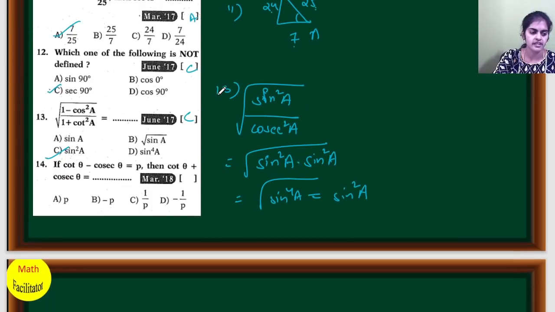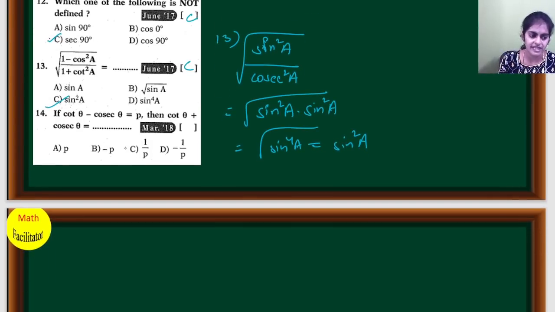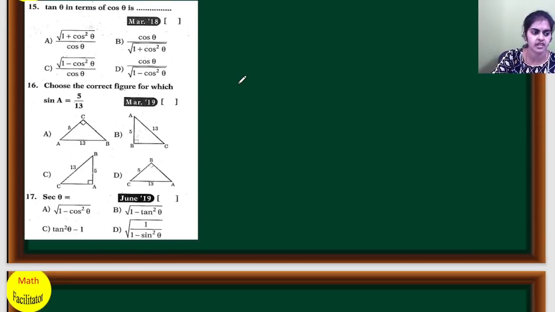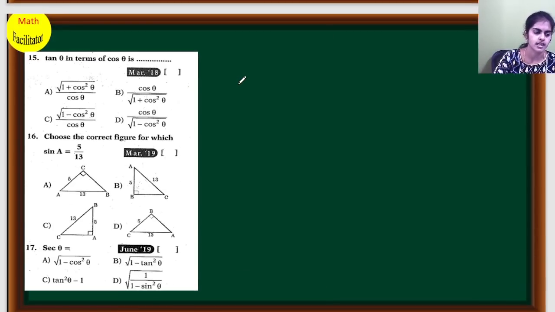Now here also cot theta minus cosecant theta is p. Cot theta plus cosecant theta will be 1 by p. Okay, so direct step. I told you the shortcut in the previous session. Tan theta in terms of cos theta. You do this question. Tan in terms of cos.